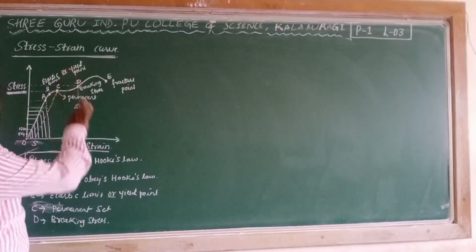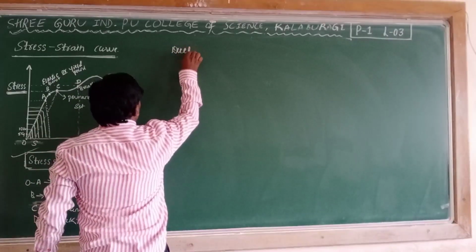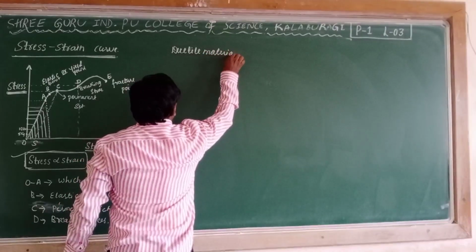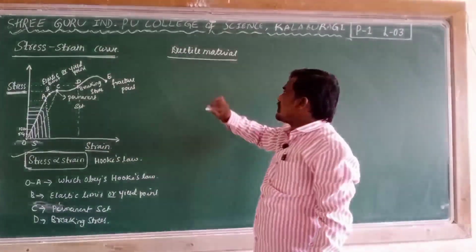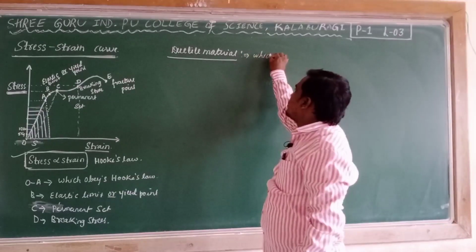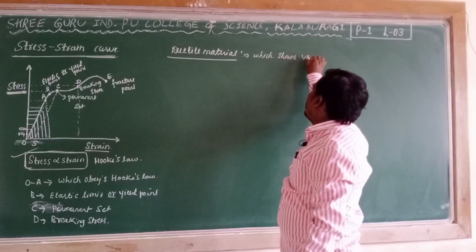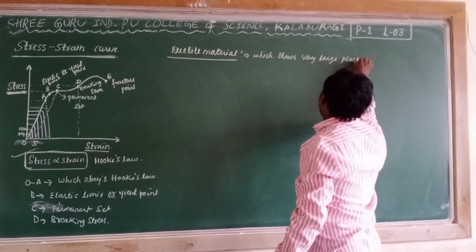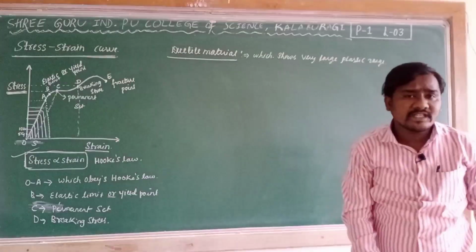Okay, this is about the stress strain curve. Listen here. There are two types of plastic materials. The first is ductile material, which shows a very large plastic range beyond the elastic limit.